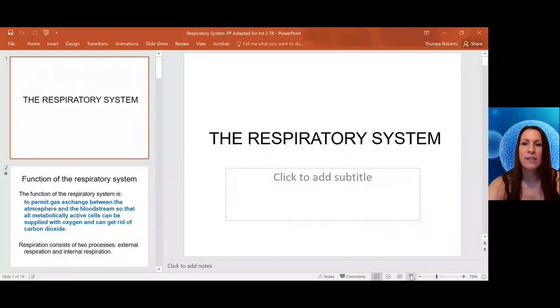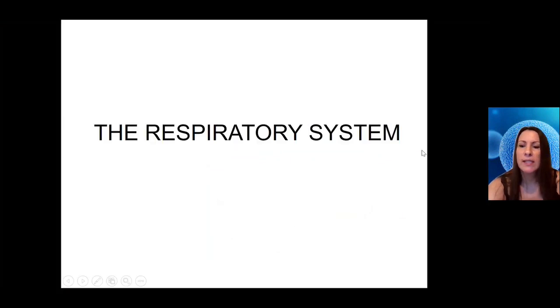I want to talk about the respiratory system. So the respiratory system is basically how we take oxygen from the atmosphere into our body cells and tissues, and how we get rid of our waste product, carbon dioxide. The respiratory system works hand in hand with the cardiovascular system, which also is how we transport oxygen around our system. So these two systems work closely together.